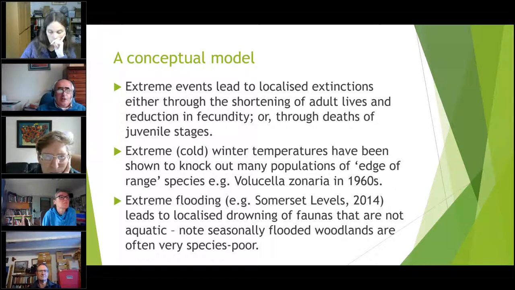Extreme cold winters have been shown to knock out populations on the edge of range. So we can certainly say that edge of range species are vulnerable in cold circumstances. And we saw this with Volucella zonaria in the 1960s. But those species, conversely, are the ones that are likely to respond very positively to warmer temperatures. And as we've seen in the last 20 years or so, species such as Volucella zonaria have gone stupid and gone right the way through the country.